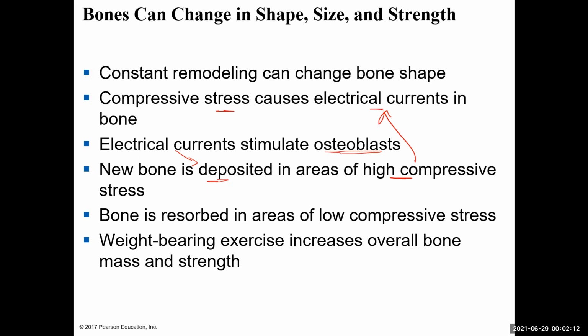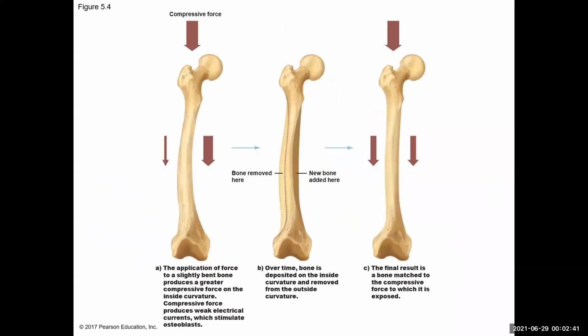Then areas where there's low compressive stress, you're not getting a lot of electrical currents. So you're not having that stimulated osteoblast activity. And so you'll get bone mass being reabsorbed in the areas where there's little compressive stress. And so we can use this, for example, via weight-bearing exercise to increase our overall mass and strength in our bones.